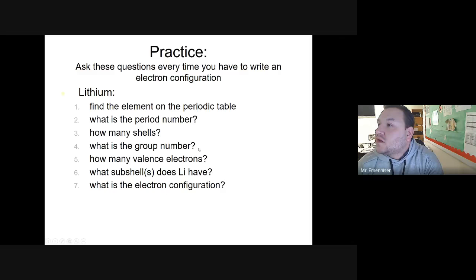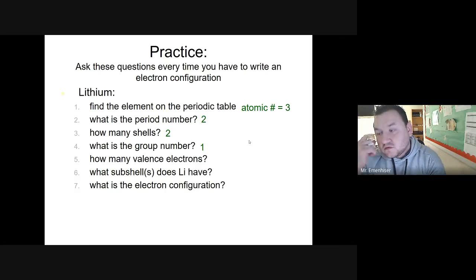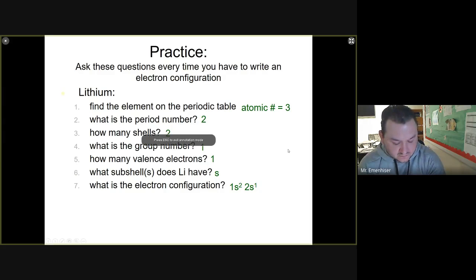Okay, so let's do some practice. So lithium is atomic number 3. It's in group 1, period row 2. So it's going to have 2 shells. The group number is 1 because it's the first column on the periodic table. How many valence electrons? It's got 1, and it's got the S sublevel, and that's the electron configuration: 1s2, 2s1. So let's go back to our periodic table and talk about how we got lithium. How did we get this 1s2, 2s1?